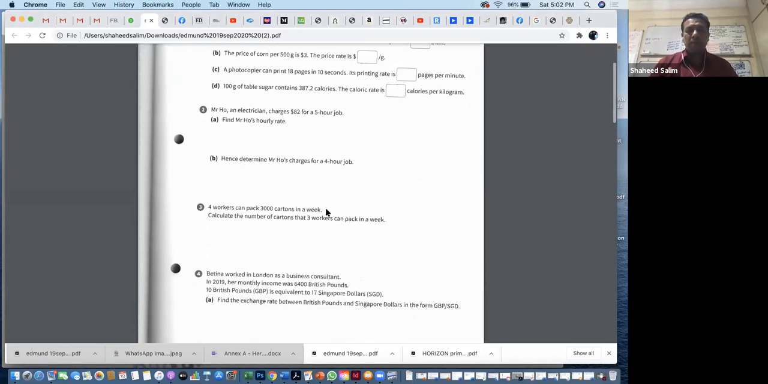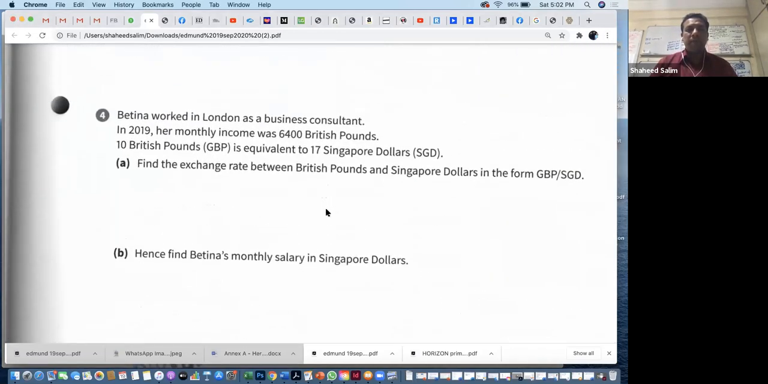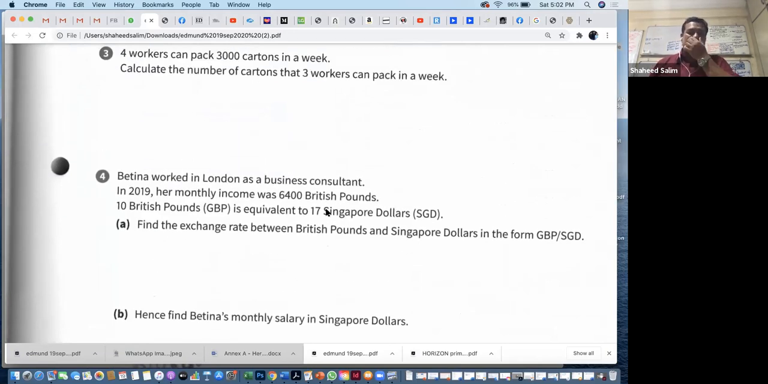Okay, so this is clearer here. Bertina worked in London as a business consultant. In 2019, her monthly income was 6,400 British pounds. 10 British pounds is equivalent to 17 Singapore dollars. So you can divide this by 10 to get the number of 10 British pounds. Then after you times by 17, right?